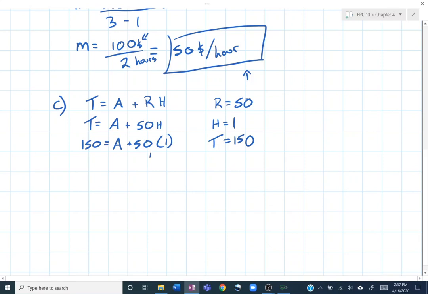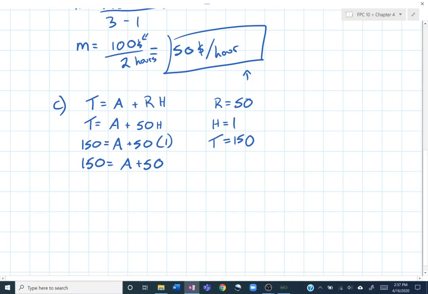I'm going to start by simplifying because I can do that here. 50 times 1 is just 50. I have 150 is equal to A plus 50. And now I'm going to have to do some algebra. I'm going to have to rearrange this equation and try to isolate A. All I have to do is remember what I do to one side of the equation, I must do to the other side of the equation, and I must remember my BEDMAS rules.